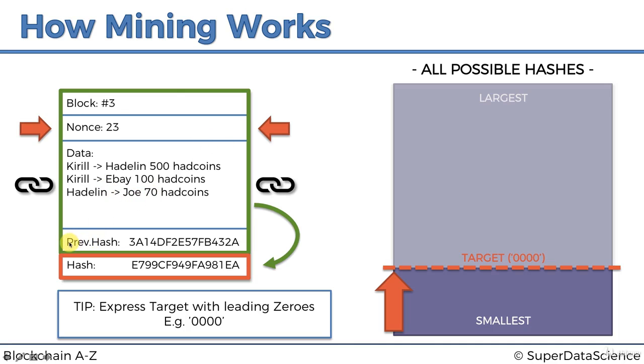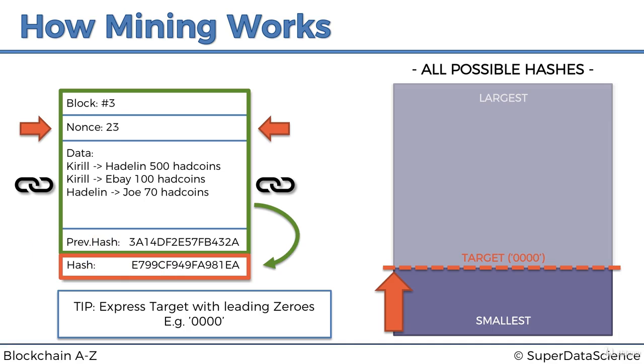Then we cannot also change the hash of the previous block. We cannot change this value because it has to be cryptographically linked to the hash of the previous block. So the only thing that we can actually change in this whole block is the nonce. And the nonce allows us to vary the hash of the current block. So let's see what that means for mining.